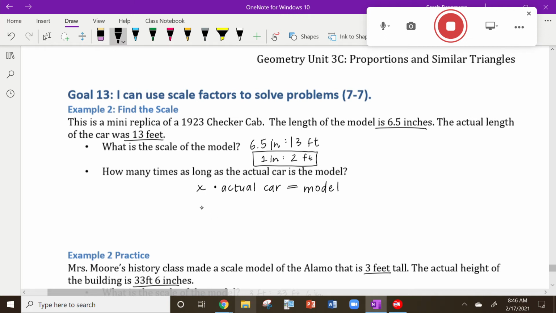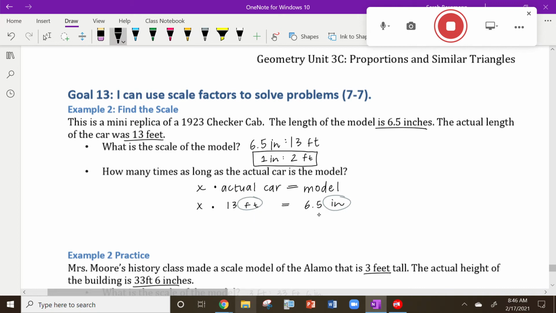Now let's go ahead and fill this in. So how many times as long, that's what we're trying to find. The actual car length was 13 feet. And the model length is 6.5 inches. Now this is great. We could try solving here. However, you can't solve an equation that has two different units in it.